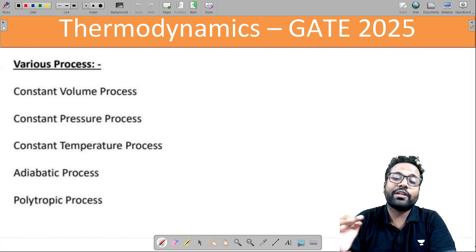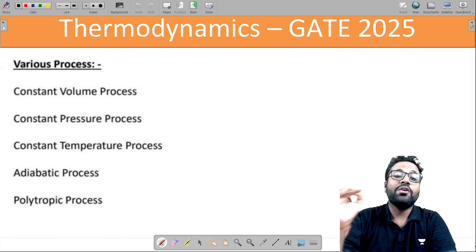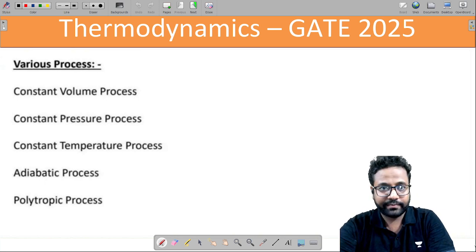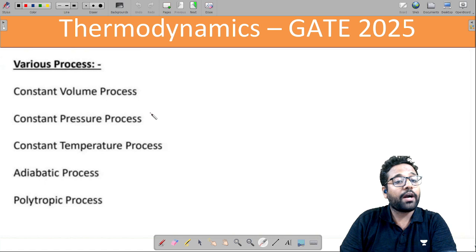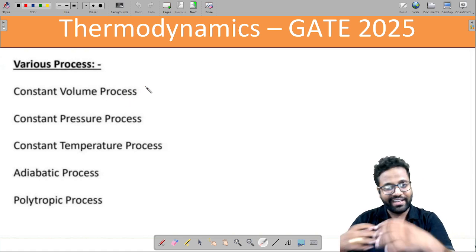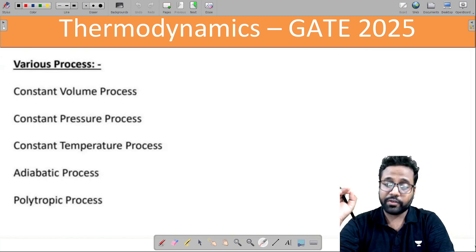because all the cycles that we are going to discuss in thermodynamics and application part of thermodynamics are based on one or the other processes. So in this video, we are specifically going to discuss 5 types of processes. First of all is the constant volume process. Second one is the constant pressure process. Third one is the constant temperature. Fourth is the adiabatic, and fifth one is polytropic process.